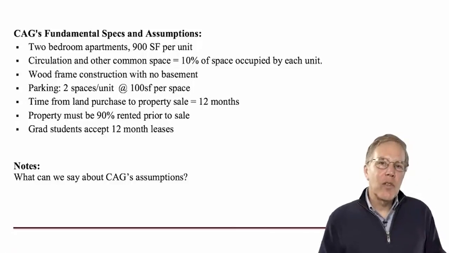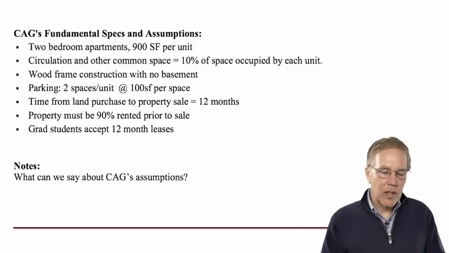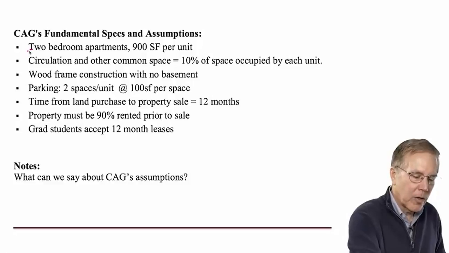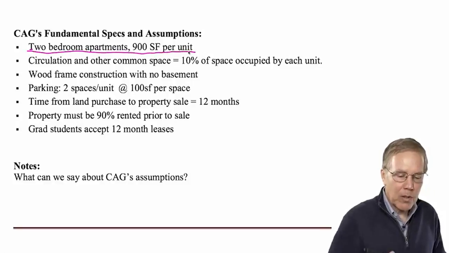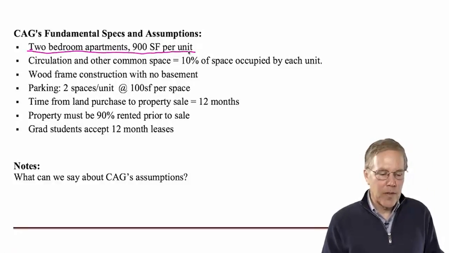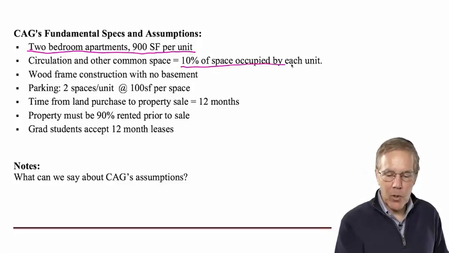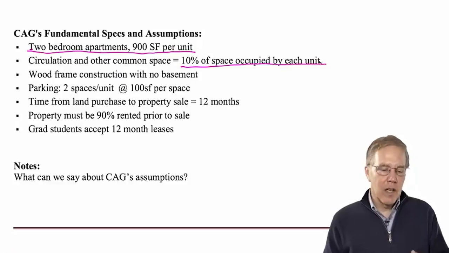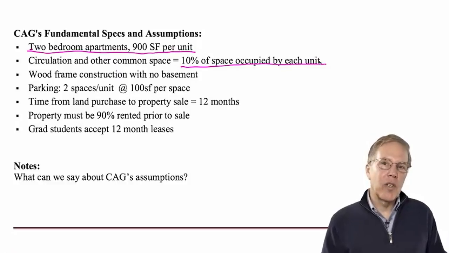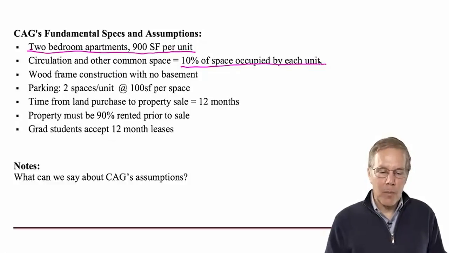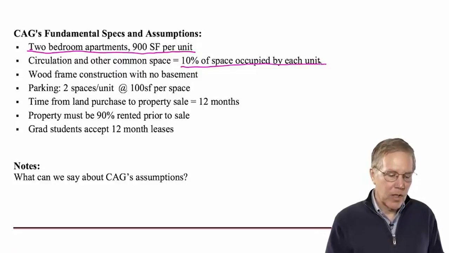So the general specifications and assumptions that CAG wants are as follows. Based on their experience doing this type of thing for other colleges on the East Coast, they think they're going to be best off making 2-bedroom apartments for grad students at 900 square feet per unit. They think they'll have to set aside 10% of the space per unit for circulation. In other words, for every apartment they make, they're going to need 90 square feet of circulation.